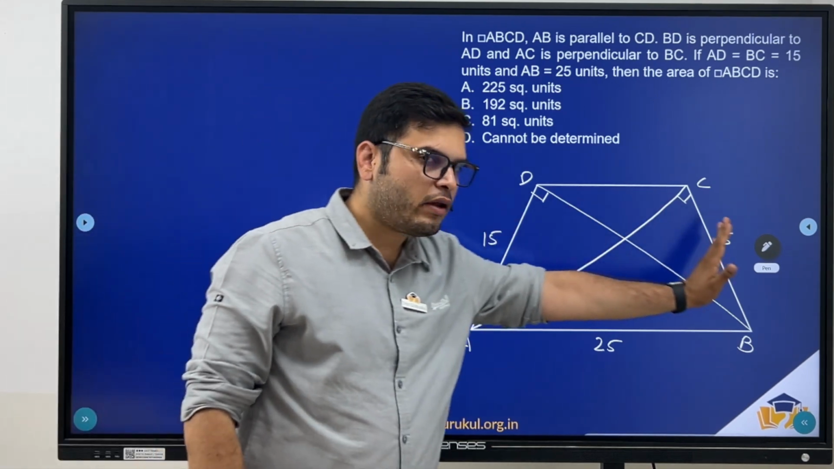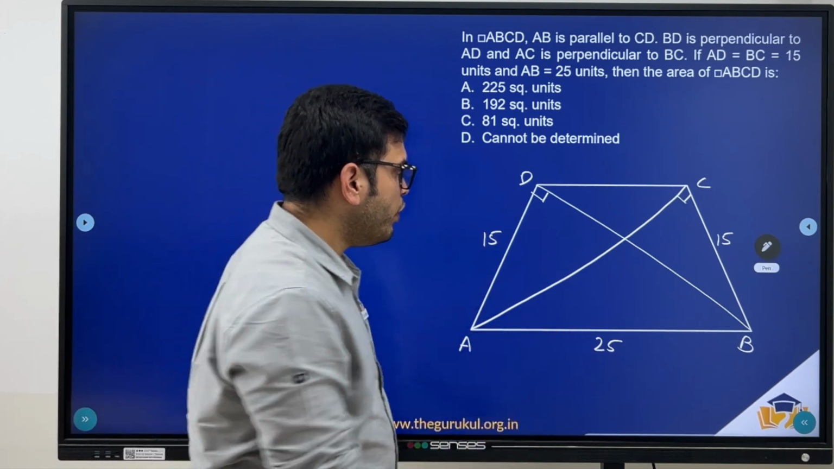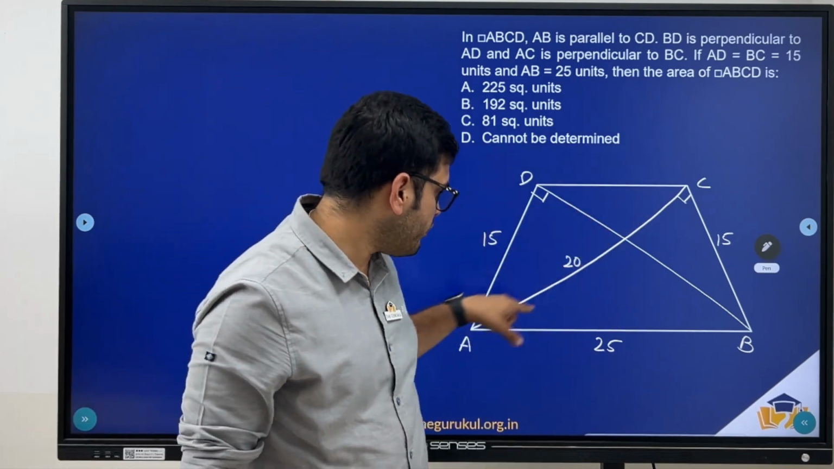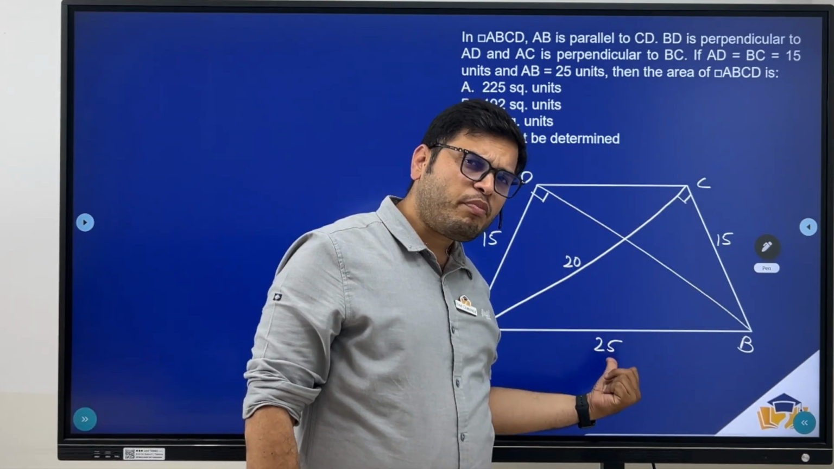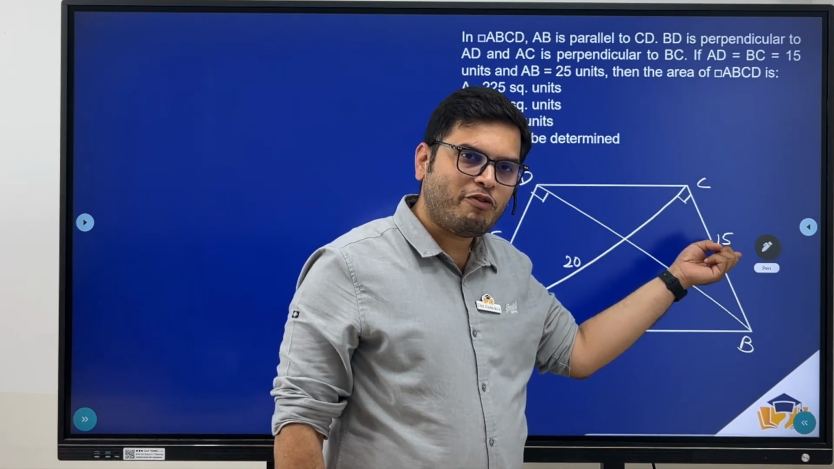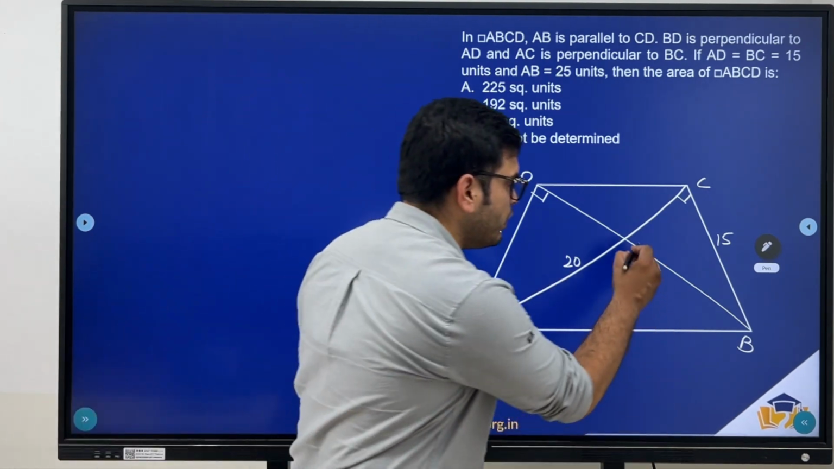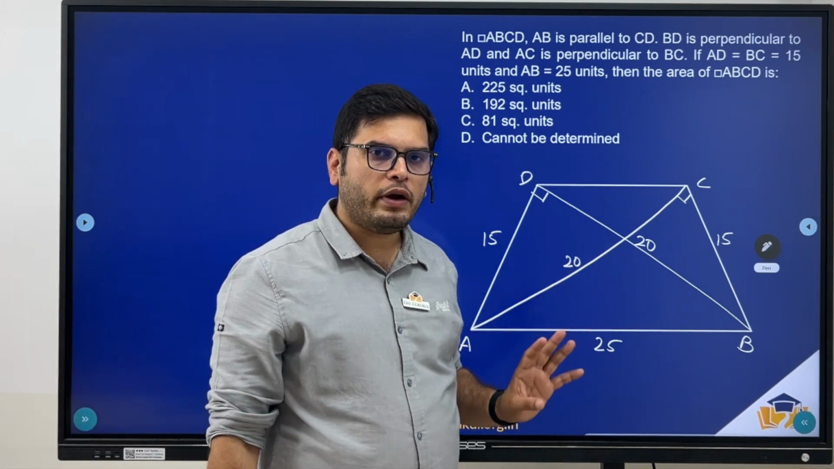Now, these two legs are of equal length. If this is 15, this is 25, this should be 20, because in this right angle triangle, it is the Pythagorean triplet 3 is to 5, so this has to be 4 units in length. If 3 units is 15, 5 units is 25, 4 units has to be 20. Similarly, this is also 20. So these two are congruent triangles.